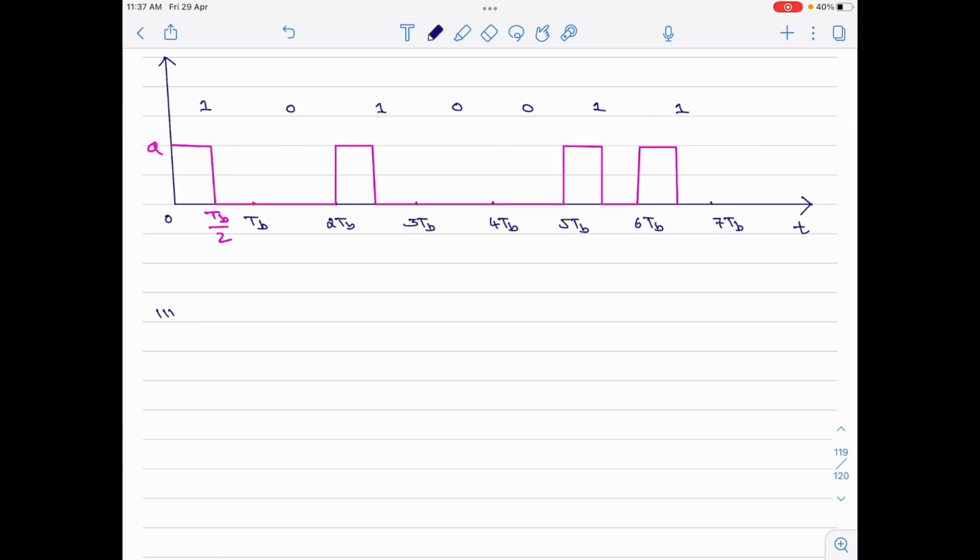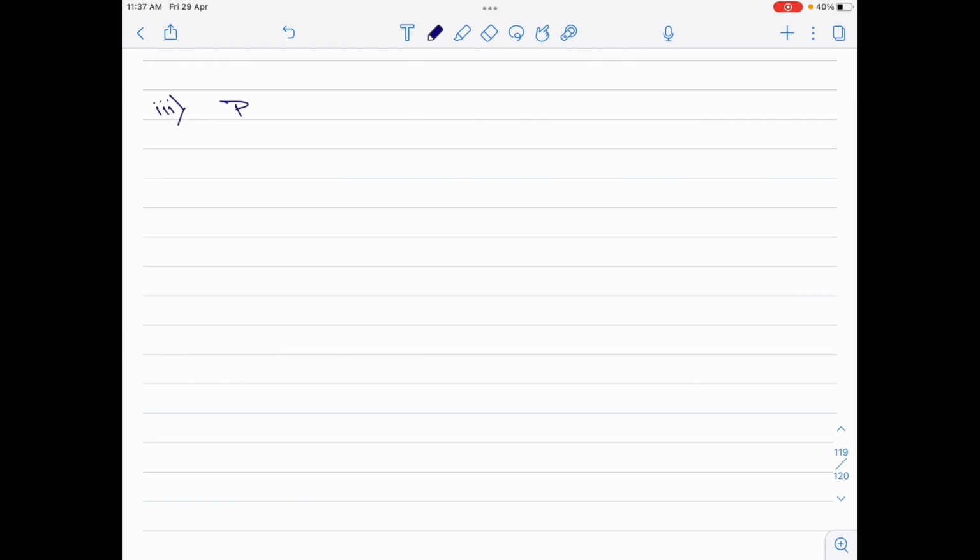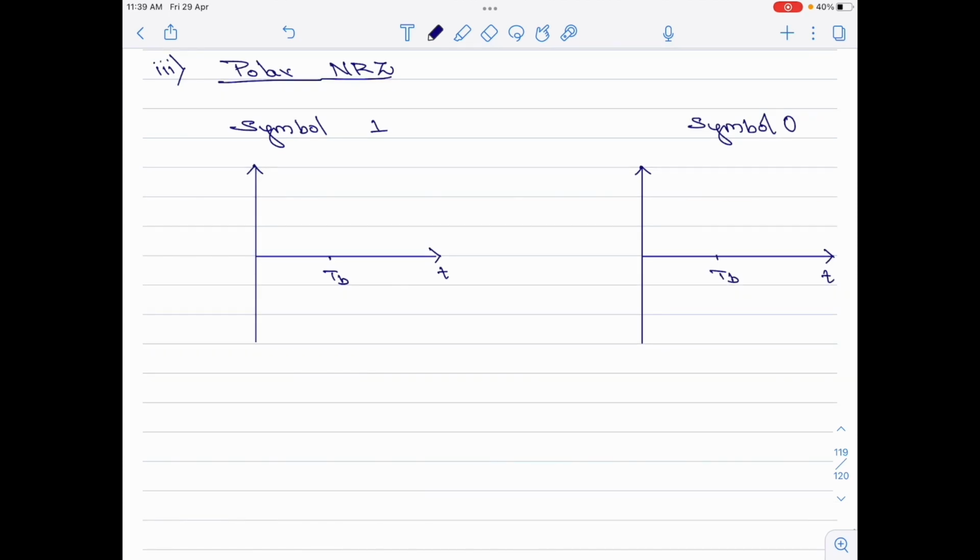Now, I will move on to the third signaling scheme that is given, which is polar NRZ. Symbol 1 in polar NRZ format is represented by transmitting a pulse of amplitude A and duration 1 TB. Whereas symbol 0 is represented by a pulse of amplitude minus A but duration 1 TB. This is how symbol 1 and symbol 0 are represented in polar NRZ format. Let us now start plotting the waveform.